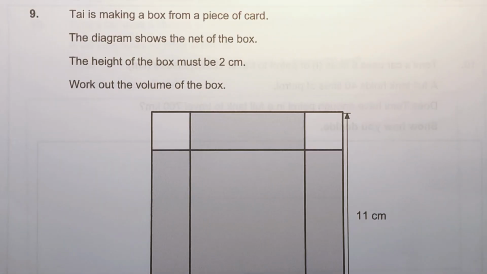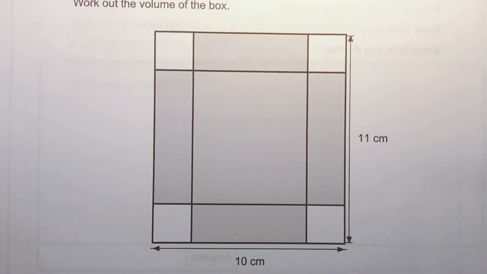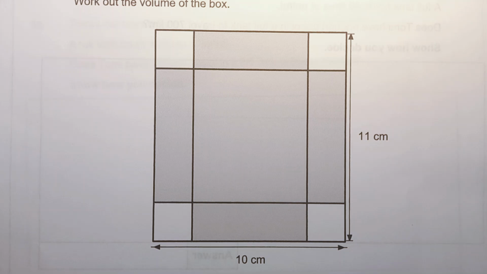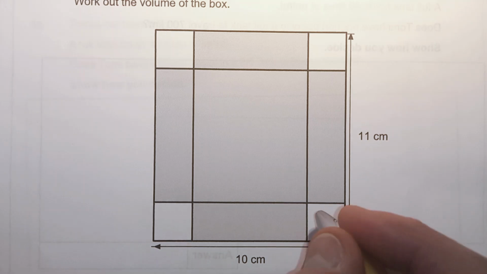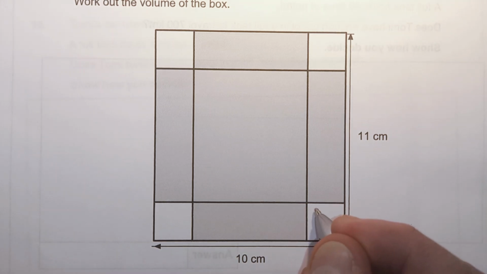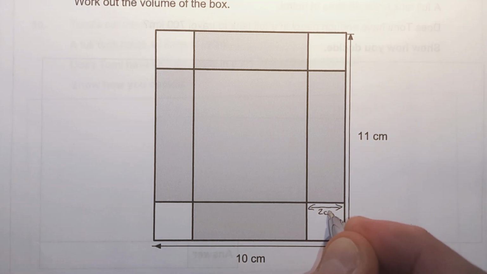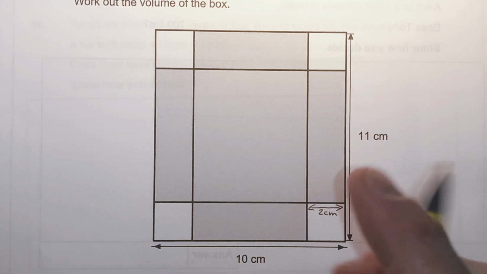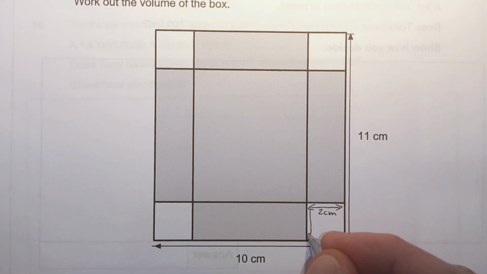Question 9. Ty is making a box from a piece of card. The diagram shows the net of the box. The height of the box must be 2 centimetres. Work out the volume of the box. Okay, so here's our net, and they told us that the height is 2 centimetres. So that's going to be this distance here, and this one as well, actually, if you imagine the box being sort of folded up. So 2 centimetres.